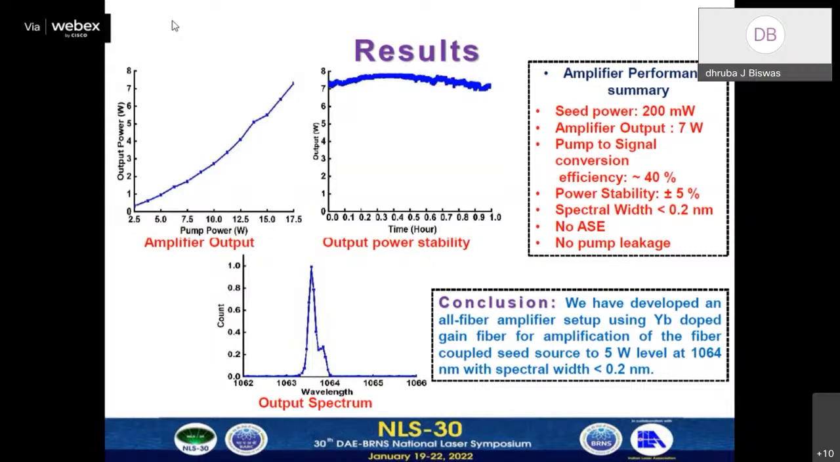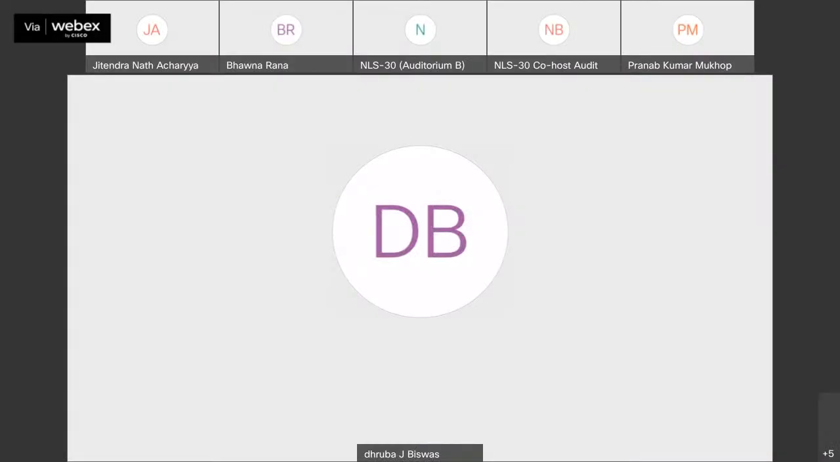Hello? How did you ensure that the line width was within 0.2 nanometer?